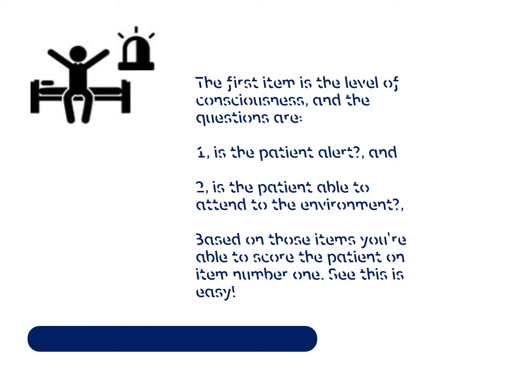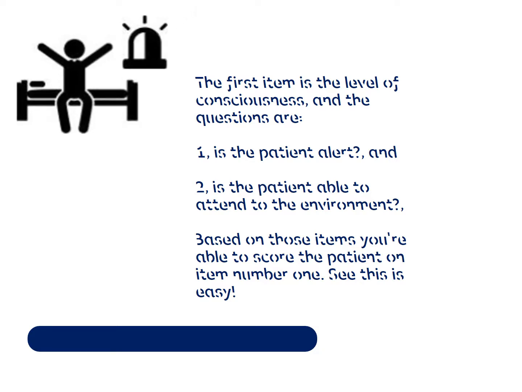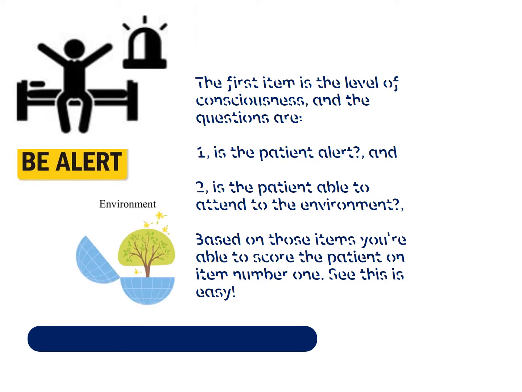The first item is the level of consciousness, and the questions are, 1. Is the patient alert? And 2. Is the patient able to attend to the environment? And based on those items you're able to score the patient on item number 1. See, this is easy.